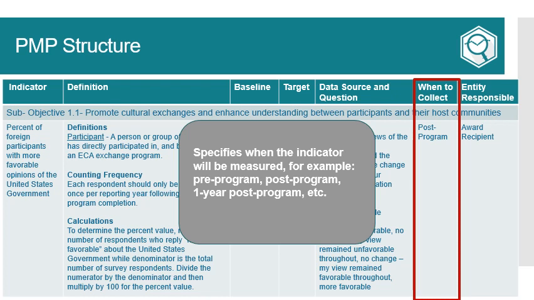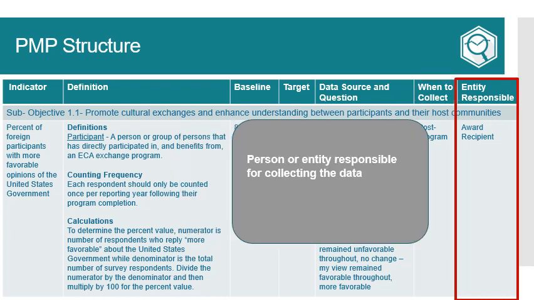If an applicant does want to collect indicator data after program completion, they should include specific details of when the data collection will occur. The final column details who will be responsible for data collection for the indicator. PMPs submitted in proposals should focus on data collection completed by the implementing partner.